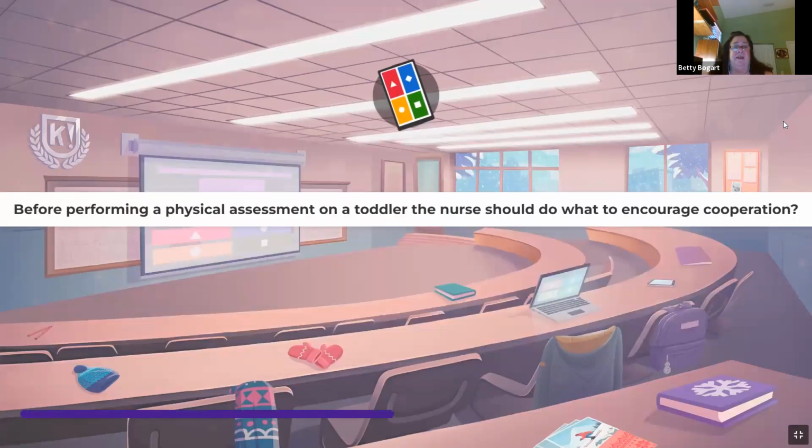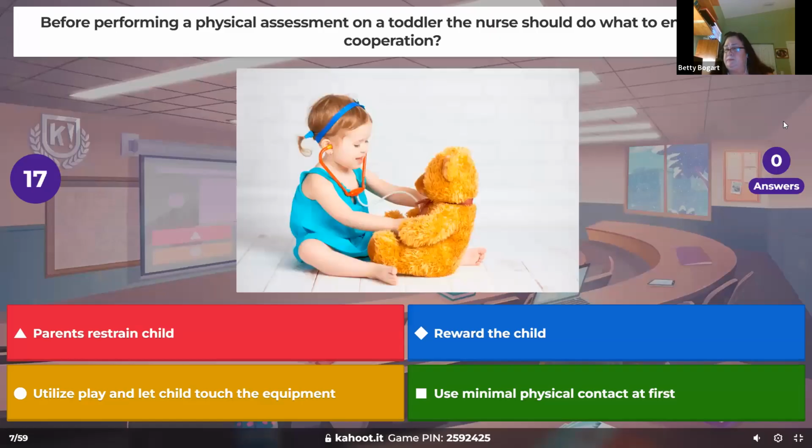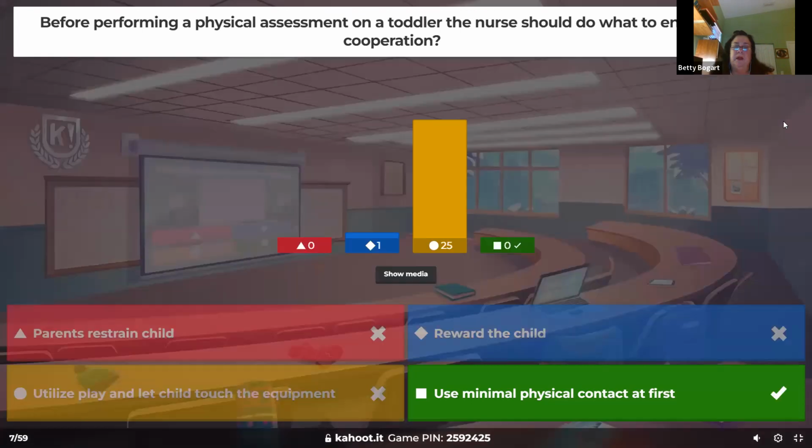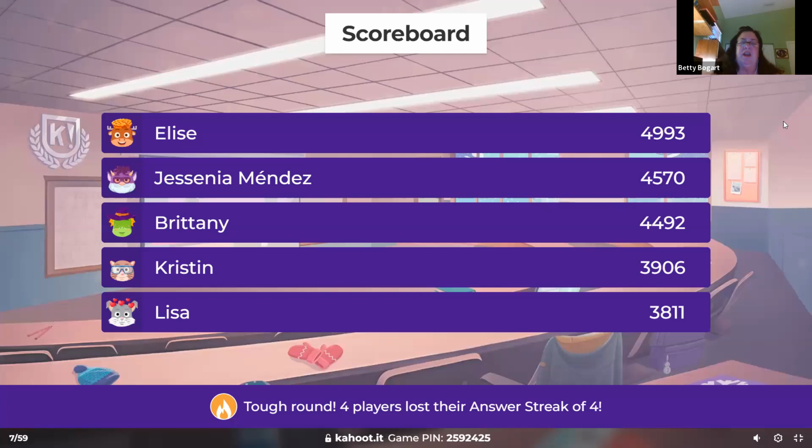Before performing a physical assessment on a toddler, the nurse should do what? To encourage cooperation, you're going to first use minimal touch. You get down on their level, right? You try to get a rapport, use minimal touch, and then let them play with the equipment. Then you can get whatever you want done, okay? It's a tricky question, I know.